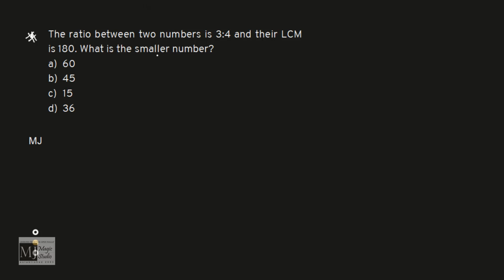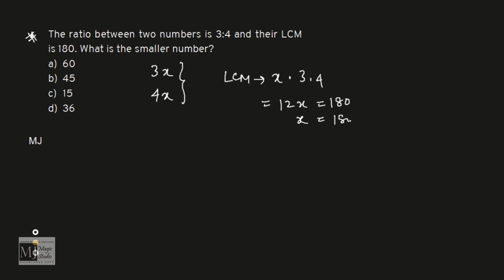It should be there, isn't it? The ratio between 2 numbers is 3:4. That means the 2 numbers are 3x and 4x if I take common ratio x, and the LCM is 180. So the numbers are 3 into x and 4 into x. X is the common factor, isn't it? So what would be the LCM? LCM would be x into the 2 prime-to-each-other numbers left. So LCM should be 12x, and that is equal to 180.